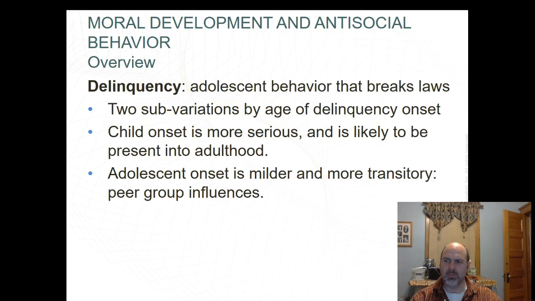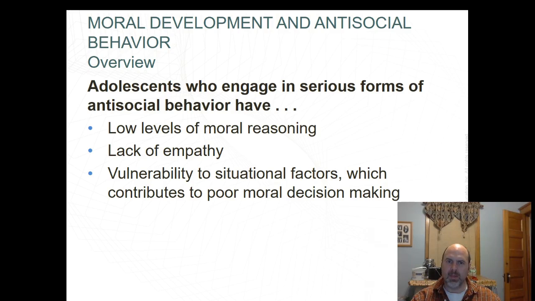Temperament and personality play a role. Parents who fail at early attempts to control bad behavior may worsen the behaviors. Delinquent adolescents may exhibit serious disturbances in thinking. Adolescent onset problems typically reflect peer group influences. Adolescents who engage in serious forms of antisocial behavior have low levels of moral reasoning, lack empathy, and are vulnerable to situational factors.